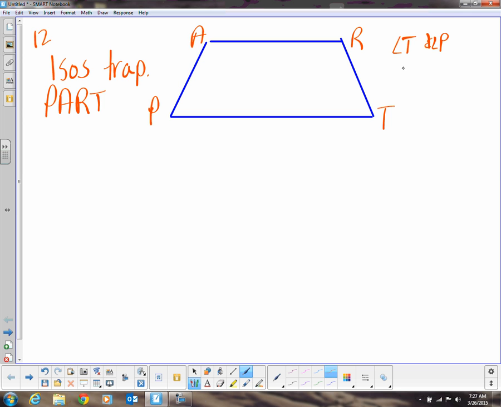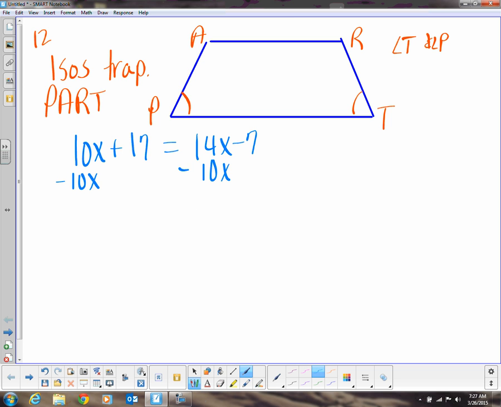Just one problem. These are our base angles. What do we know about base angles? So the way it was written, it didn't make any sense. So 10x plus 17 is equal to 14x minus 7. That was the intent. So if I subtract 10x and I add 7, I'm going to get 24 is equal to 4x. Or x is equal to what?